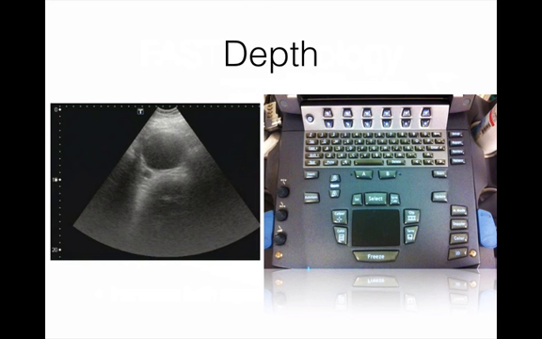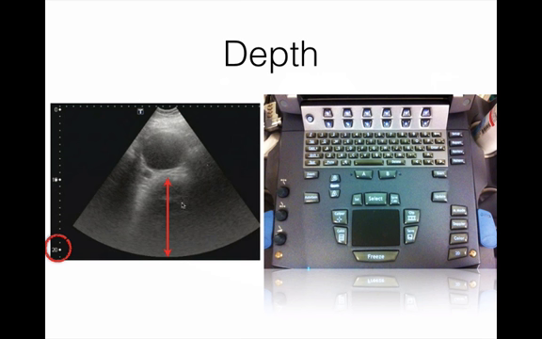So the first is the depth. So this is actually a AAA. This is the vertebral body. Do you notice that right here, it says 20? This means that the machine is set at 20 centimeters of depth. And so you're telling the machine that you care about this right here, when you really don't care about this at all. You care about the AAA.